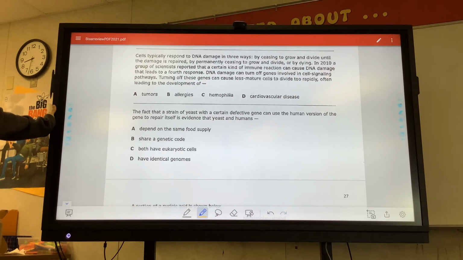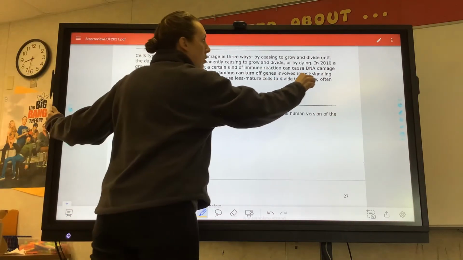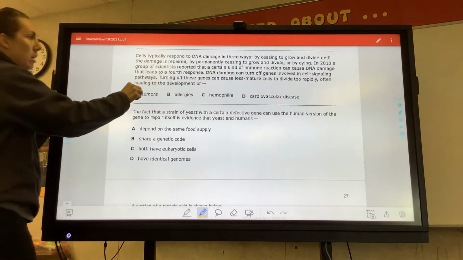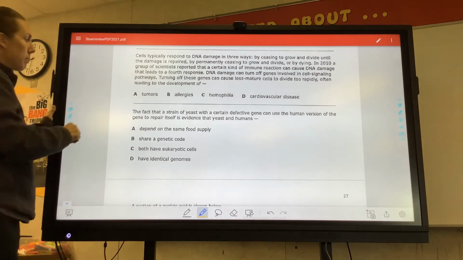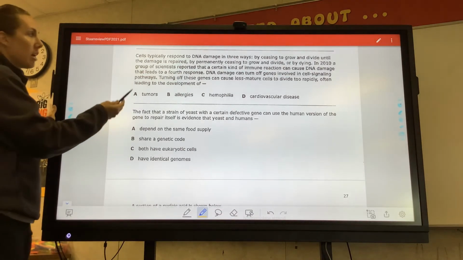Okay, DNA damage can turn off genes involved in cell signaling pathways. Turning off these genes can cause less mature cells to divide too rapidly. What is it called when you divide too rapidly? Tumors, cancer. Good. Well, I thought of cancer, but I was like, close enough.